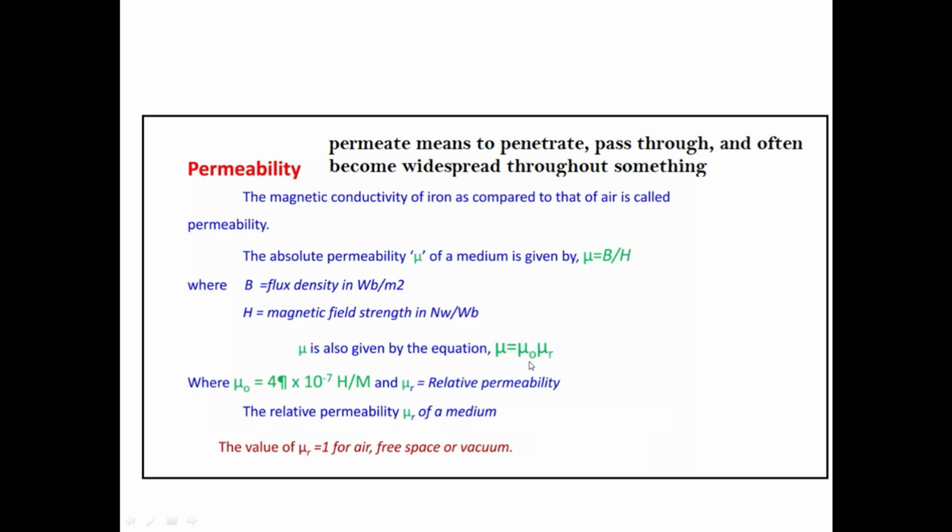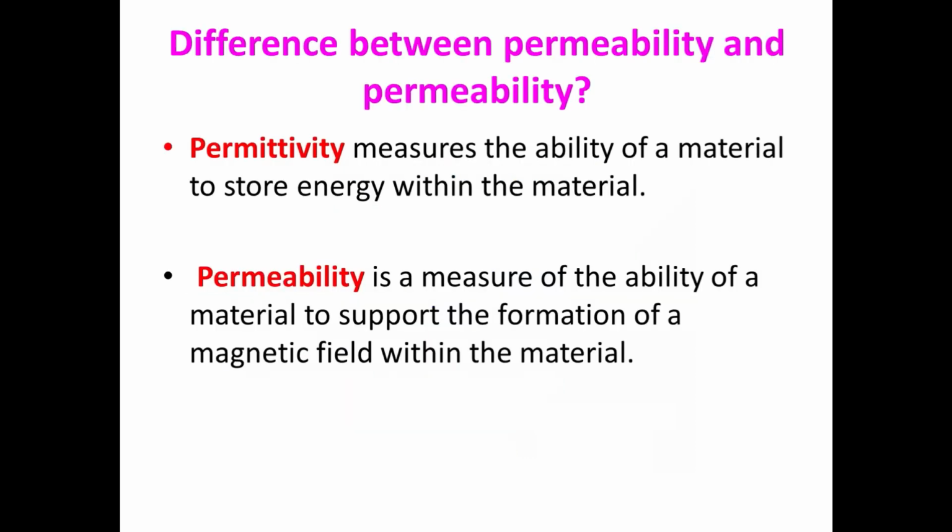Mu is equal to mu naught mu R. Mu naught is 4 pi into 10 to the power minus 7 Henry per meter. Mu R is the relative permeability. The relative permeability of the medium will change, but its value is 1 for air as well as free space or vacuum.